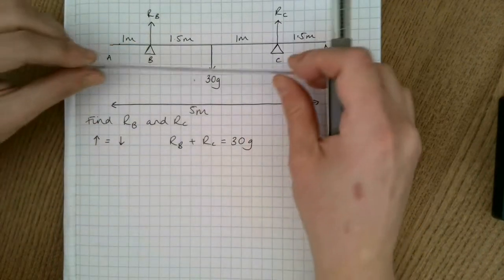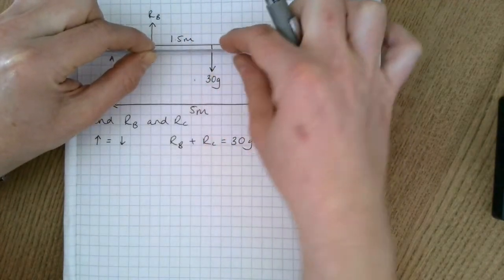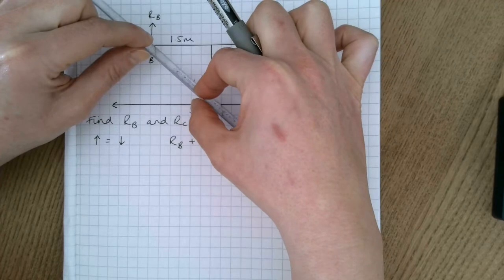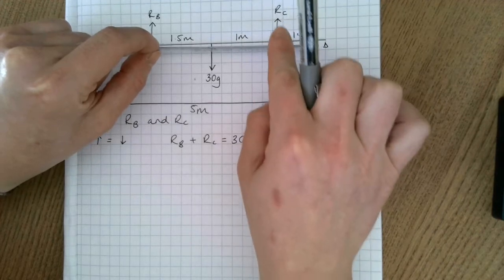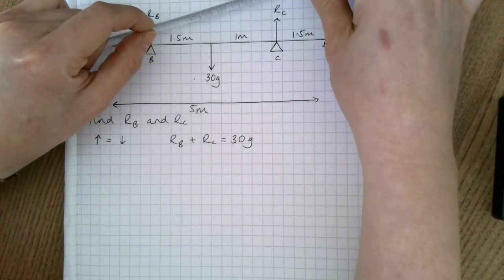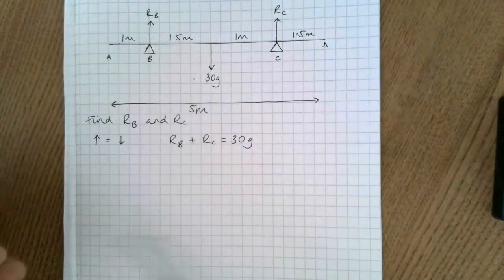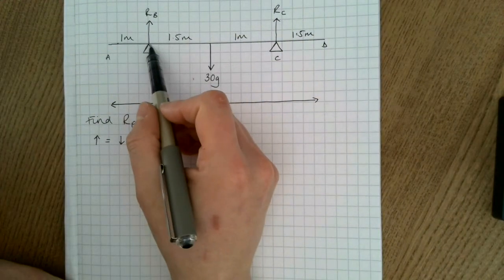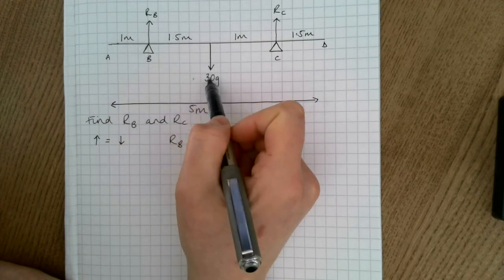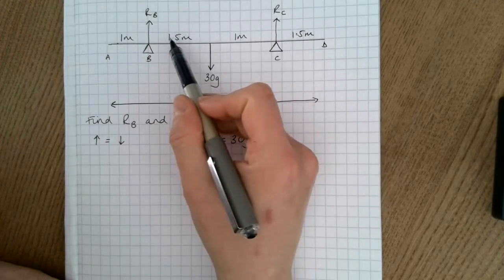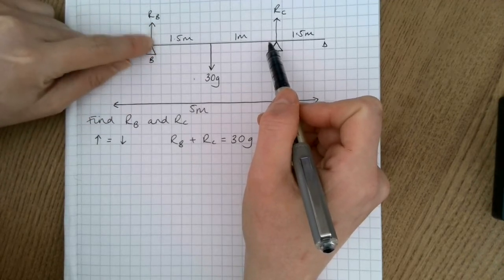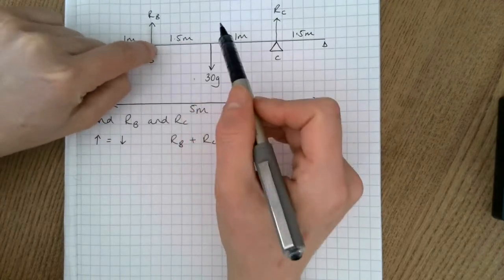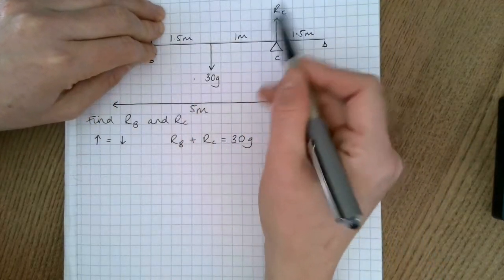So if I put my pivot there and fold this, it would be taking it round in a clockwise direction. And again, if I put my pivot there on B, this RC would be acting in an anti-clockwise direction, so moving it that way. And because we use the calculation of force times distance, 30G times 1.5 and RC times 2.5, it will completely eliminate RB from my calculation because the distance of RB from B is 0. So it's just going to allow us to work out RC.